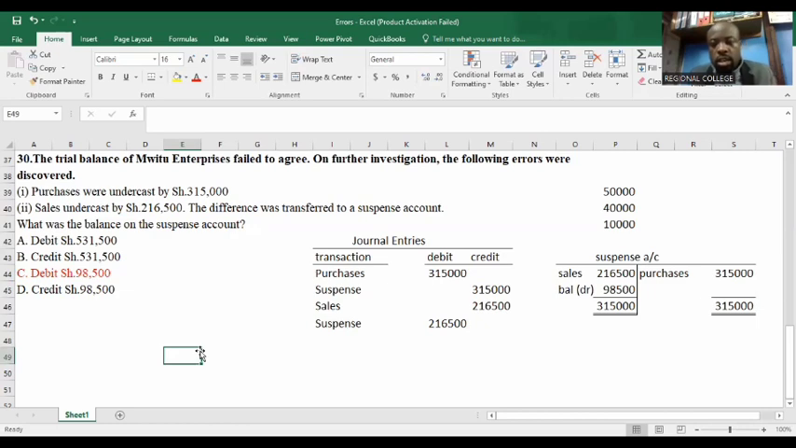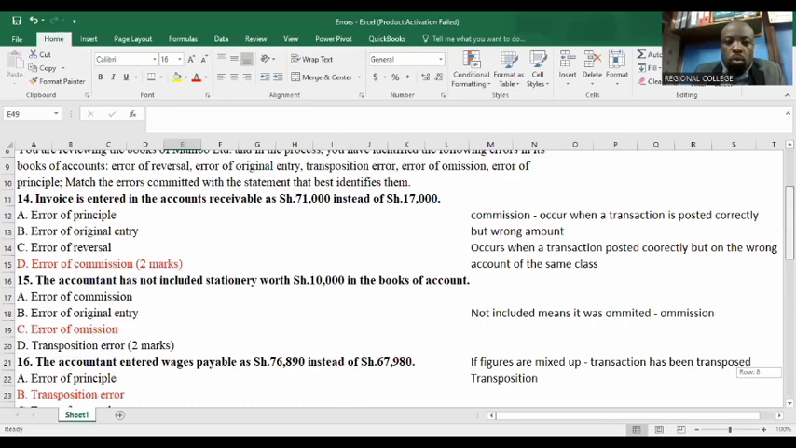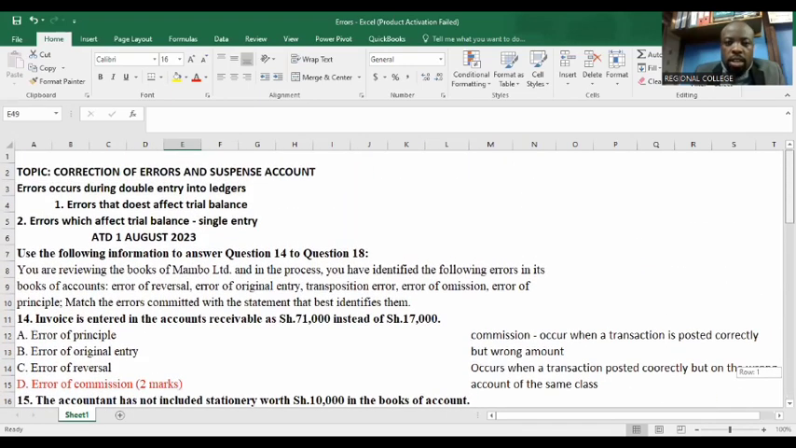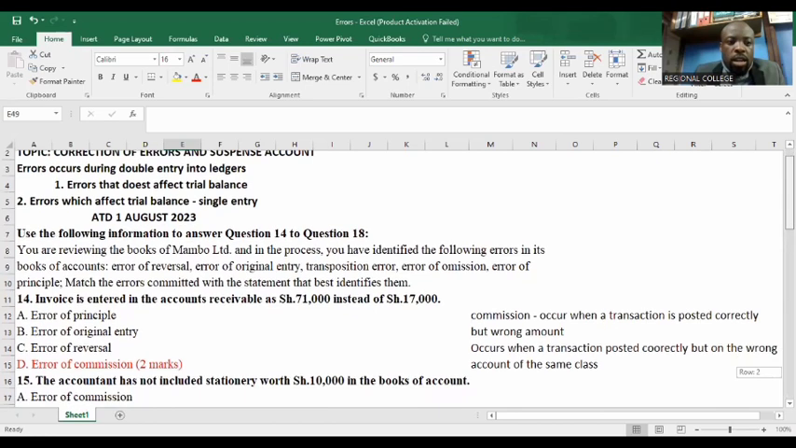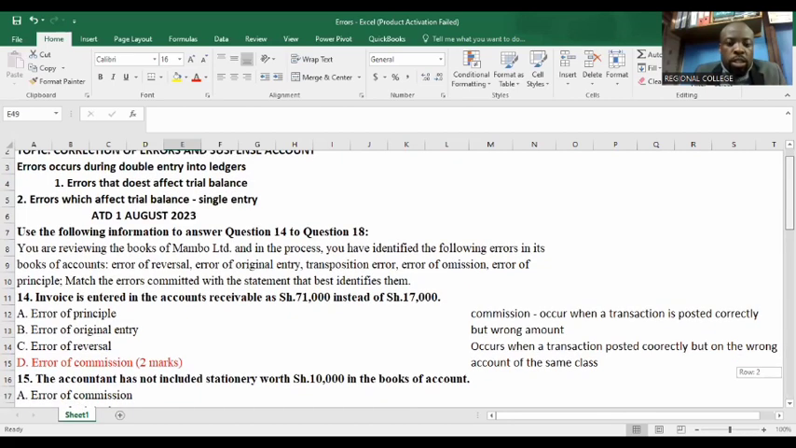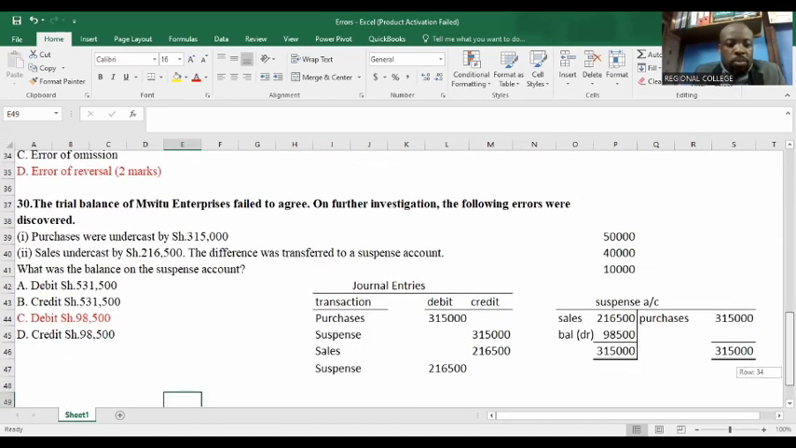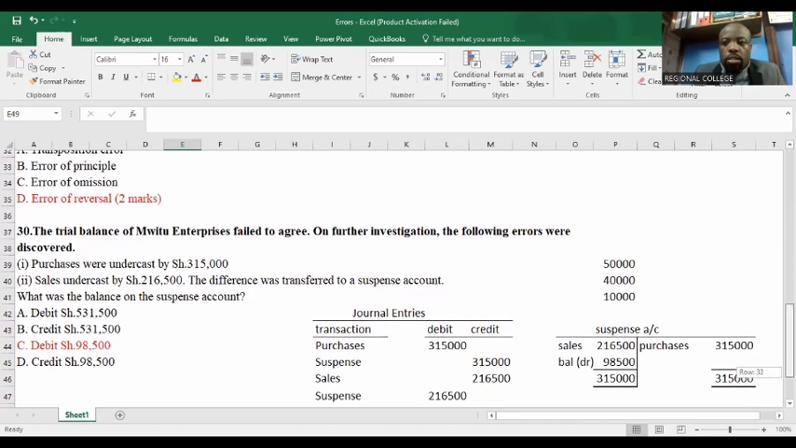So that's how you can do your journal entries, the suspense account, and the errors. You have to know those errors and their meanings, so that in any question that they will come again with, you'll be able to answer them without any failure. So I have answered that part on correction of errors and the suspense account that was tested in ATD1 August 2023 from question 14 to question 18. Then they go again to question 30 for the suspense. So that's all.